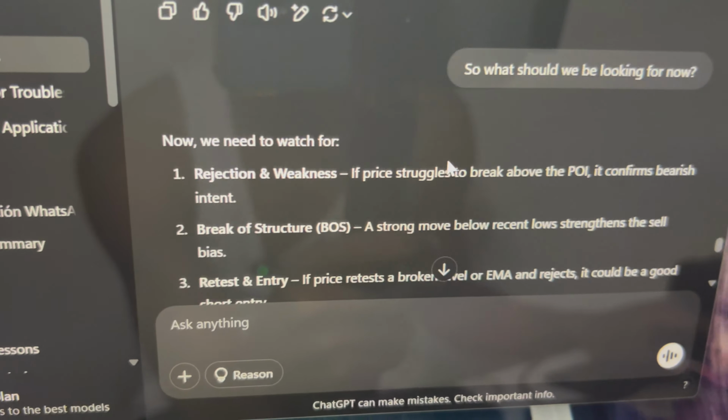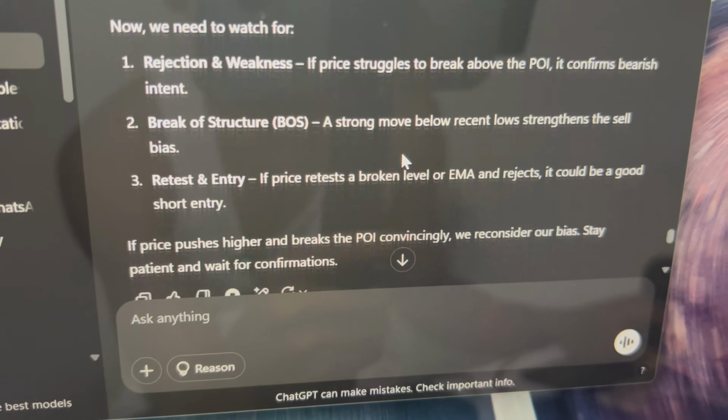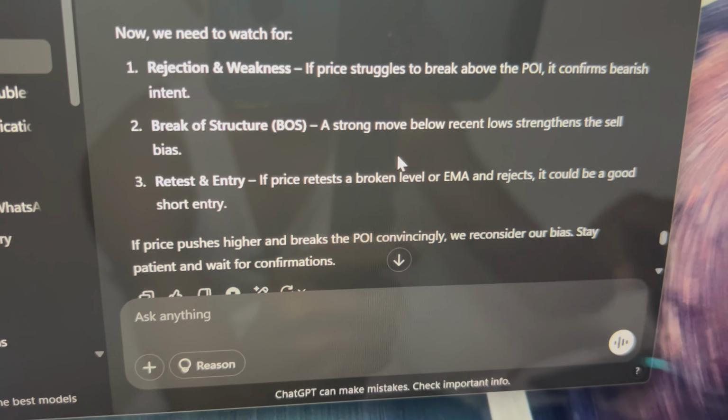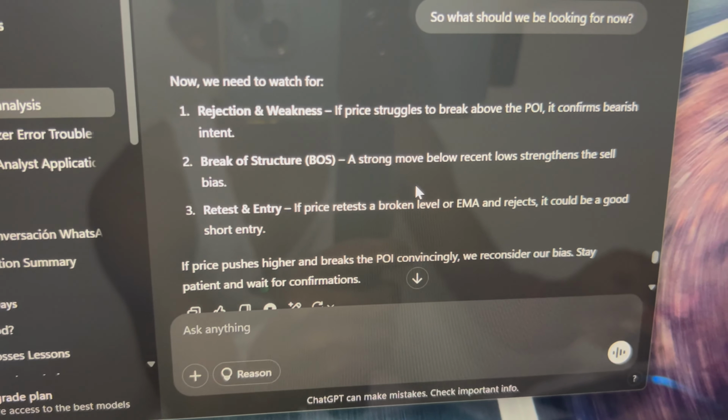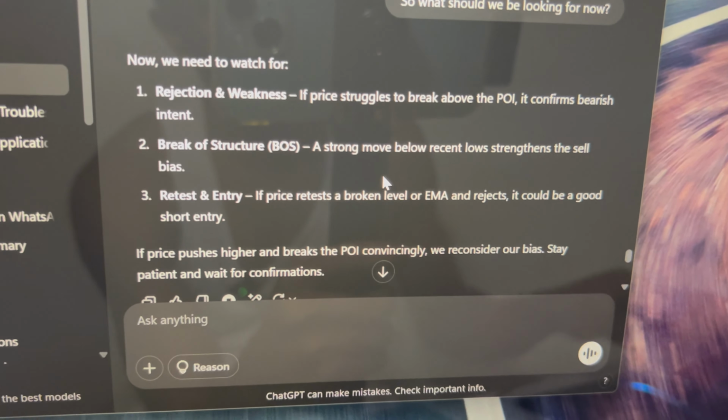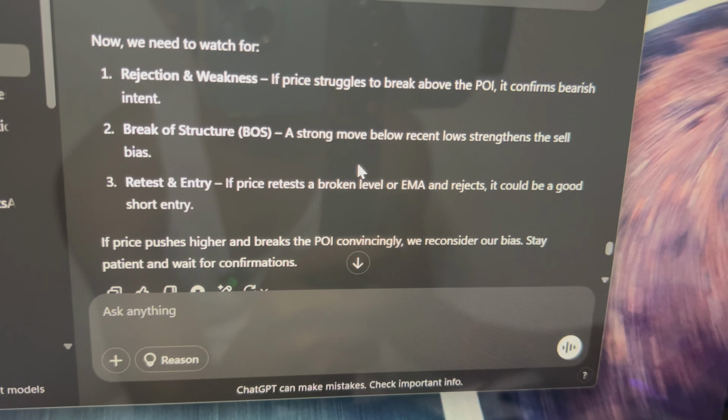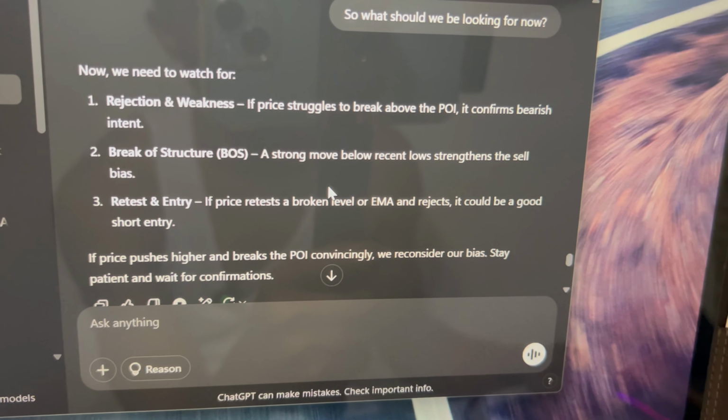And then I asked, so what should we be looking for now? And this is what it has to say again. Now we need to watch for 1. Rejection and weakness. If price struggles to break above the POI, it confirms bearish intent. 2. Break of structure, BOS. A strong move below recent lows strengthens the sell bias. 3.